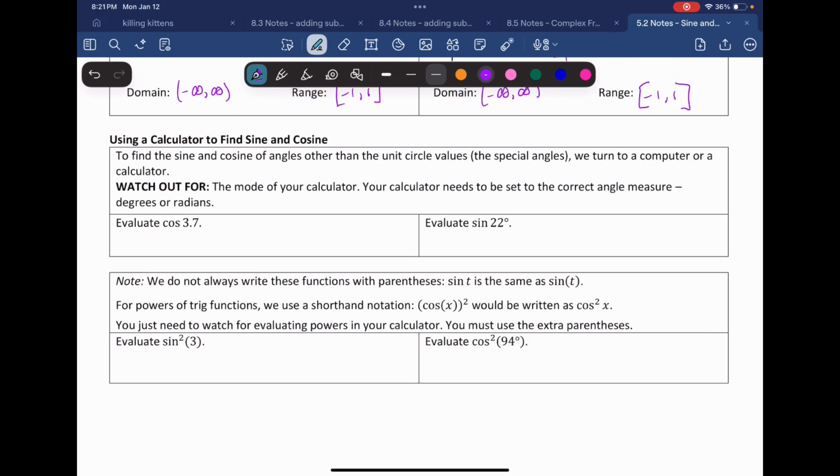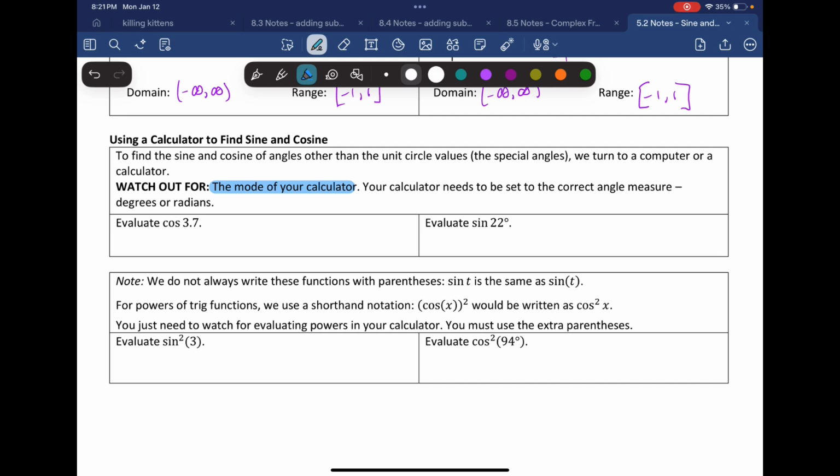So the majority of these notes for 5.2 have been special angles, your 45s, your pi over 6s, your 3 pi over 4s, those things. If you're trying to find evaluated trig functions for something that's not a special angle, so it's not a unit circle value, we use a calculator. All right, so the thing I want you to watch for, and I need you to highlight this, is check the mode.